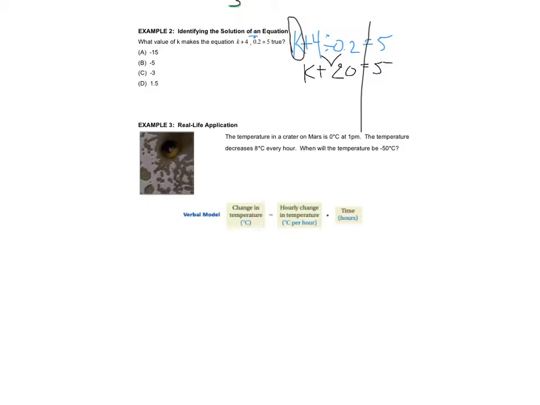Now, I only have one thing to move to get k by itself. This is where I'm going to think, what is the opposite of plus 20? Well, it's minus 20.